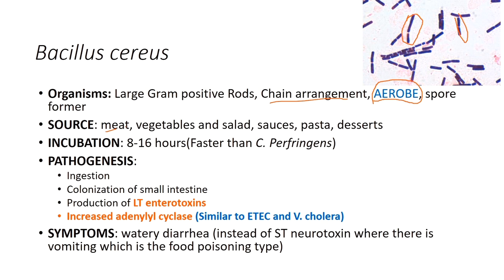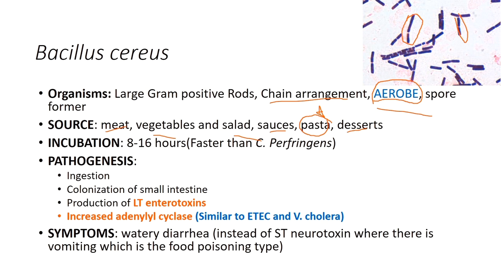So where are you going to get it? Meat. So if they had meat and you have this picture, or they just said large rods, you want to look for that aerobe or anaerobe. You can also get it in vegetables, salads, sauces, and pasta. I'm going to be circling this one. This is kind of important. And some desserts. But pasta is one of the ones they like giving.